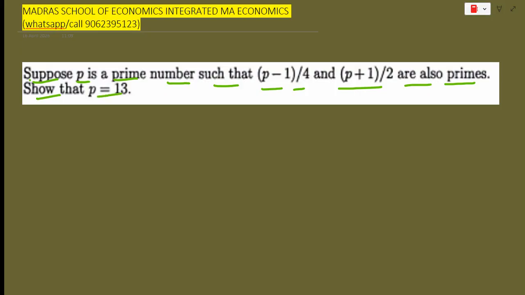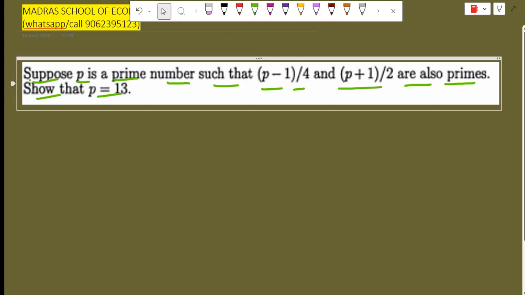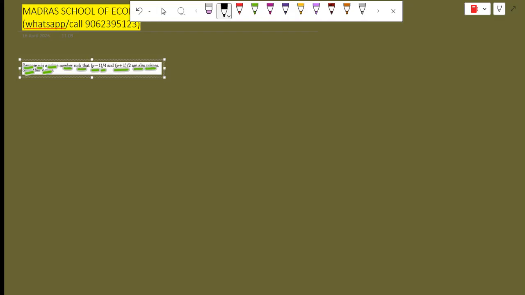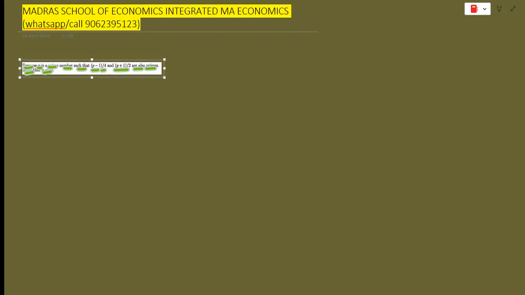Okay, so let me make some space. Now we are dealing with the primes, right? So in economics we love primes because they are the atoms of arithmetic, but here we are looking at a specific structure. Now notice how we have (P minus 1)/4 and (P plus 1)/2.